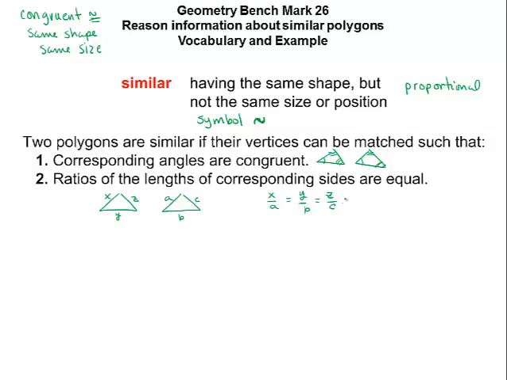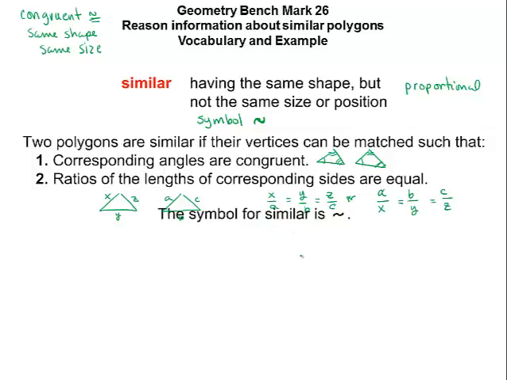It doesn't really matter which. I could have put triangle 2 over triangle 1, and that would be okay. It's just that all of the ones on the top or all of the ones on the bottom have to come from the same shape.